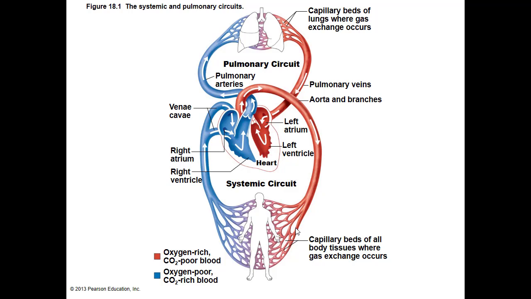But it's always good to know the left side of the heart has oxygen-rich blood. The right side of the heart has oxygen-poor blood. The right side of the heart has oxygen-poor blood. The left side of the heart has oxygen-rich blood.